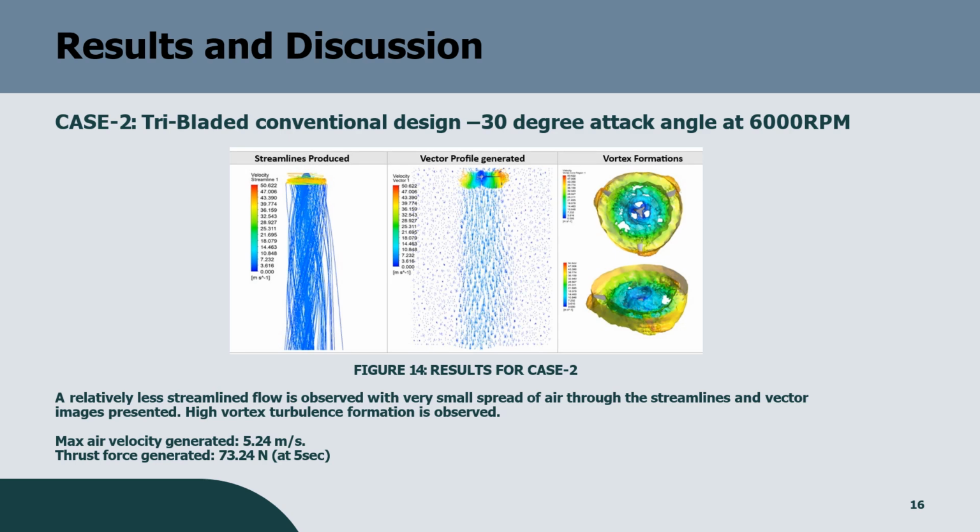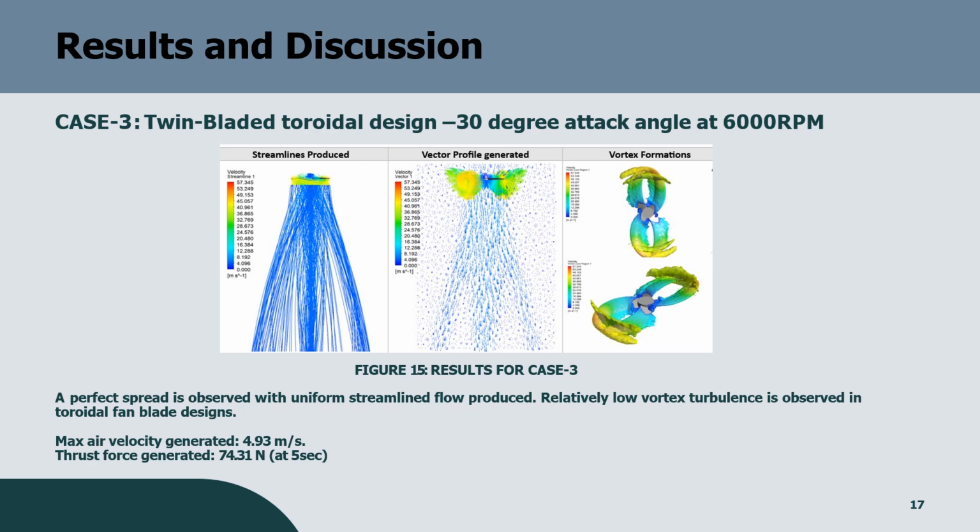And case 3: twin-bladed toroidal design with a 30-degree attack angle at 6000 rpm. A perfect spread is observed with a uniform streamlined flow produced. Relatively low vortex turbulence is observed in toroidal fan designs. Maximum air velocity generated is 4.93 meters per second. Thrust force generated is 74.31 Newton at 5 seconds.